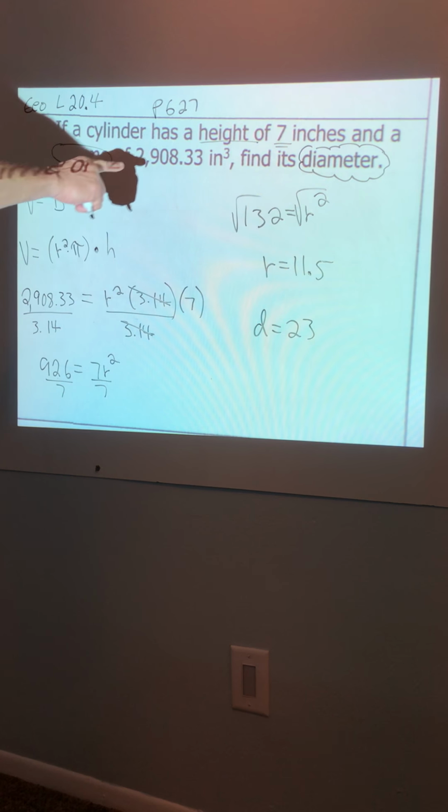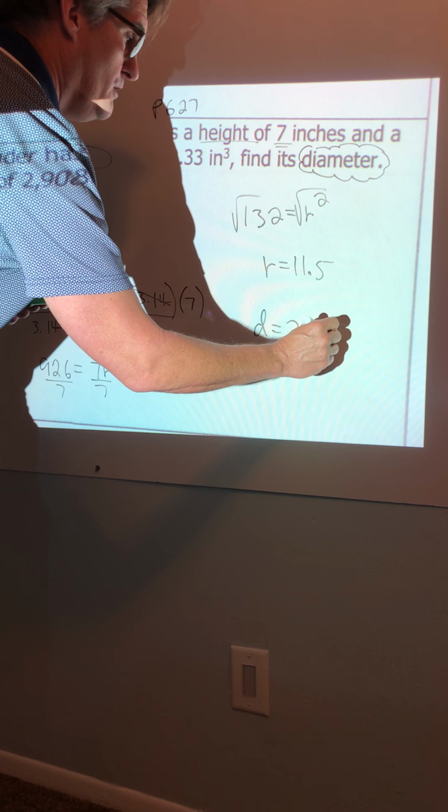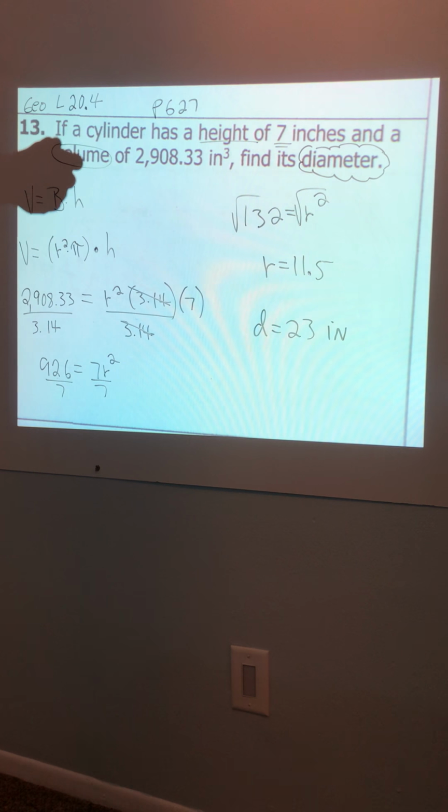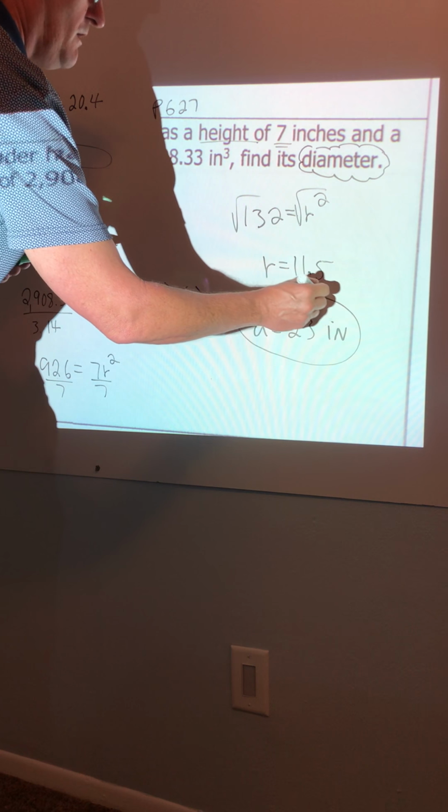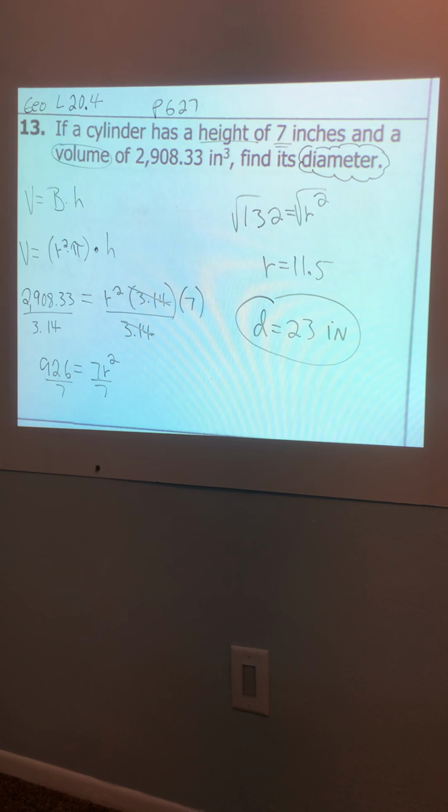Come back, it was in inches. The reason why I don't put inches cubed is I'm not finding the volume, I'm finding the diameter. Okay? All right, talk to me. I don't know, I think volume is pretty easy.